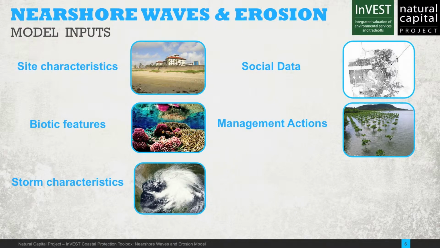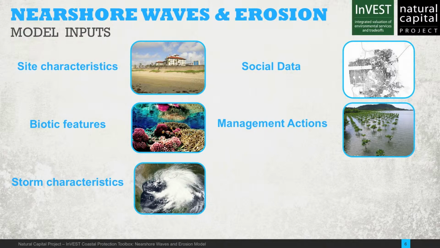The model requires inputs about site characteristics. These include tidal elevation, the type of shoreline, is it muddy shoreline or a sandy beach, and the presence or absence of a dune system. The model also takes into account information about biotic features, which includes the location, the areal extent, and the density of biotic habitats in the region. Storm characteristics such as duration and storm surge elevation, as well as more specific details, including wave height and wave period information if the user has this.